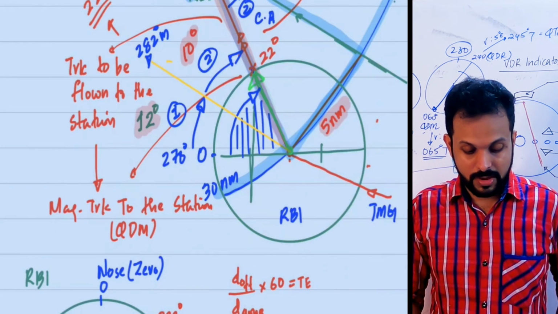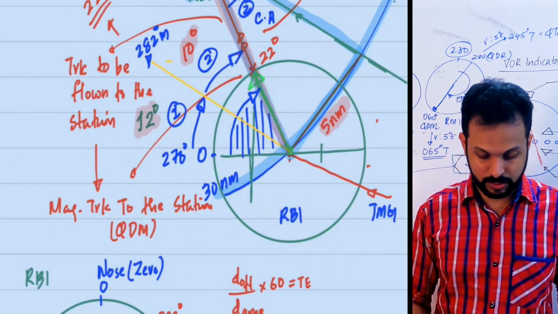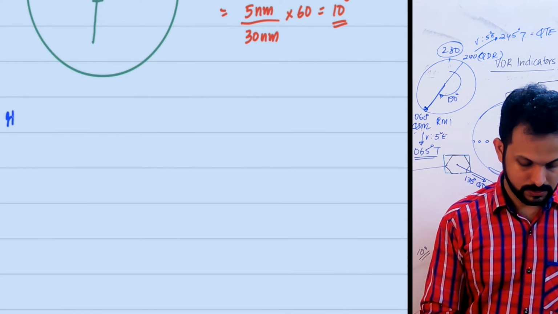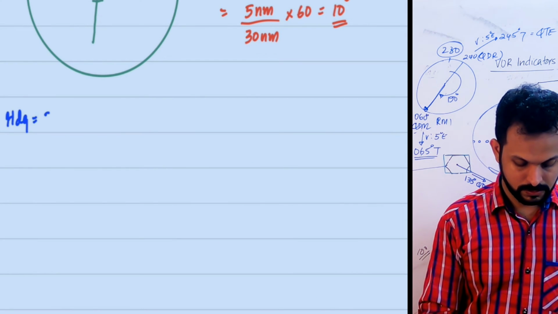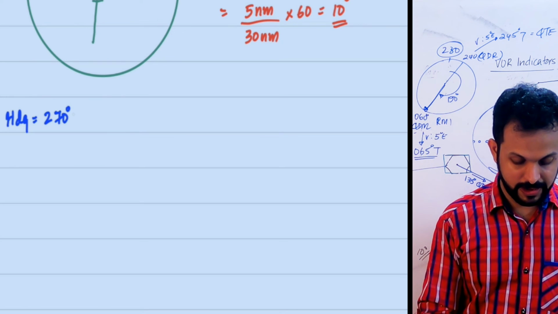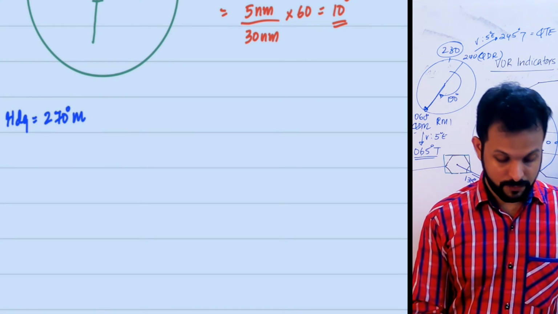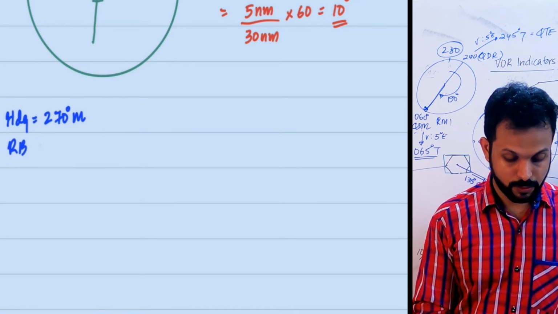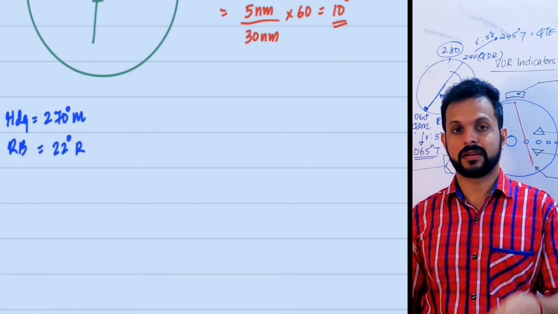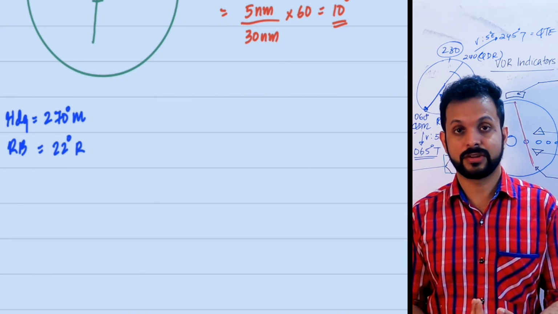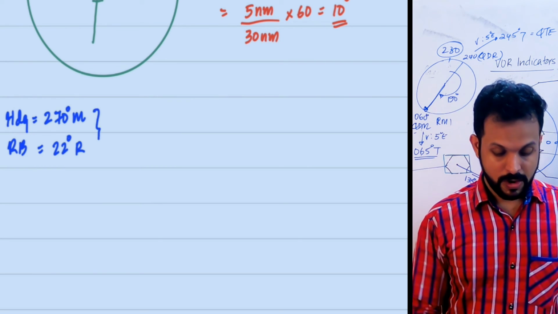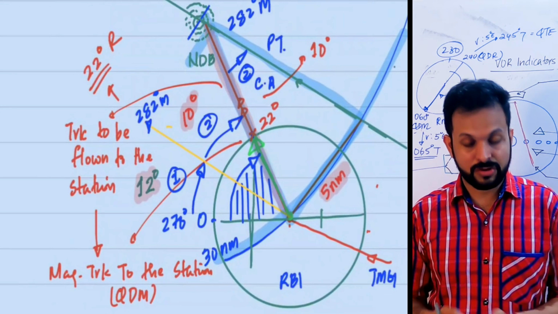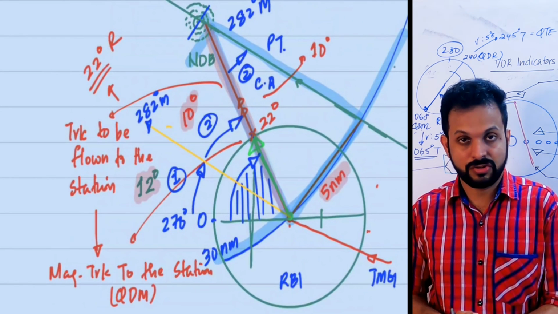In this case, we know that our heading is 270 degrees, so let's put. So we have taken a heading of 270 degrees magnetic. We got a relative bearing of 22 degrees. Now what does this heading and relative bearing give us? If you add the heading to the relative bearing, you can see from the figure you will get the track which you need to fly to reach the NDB.